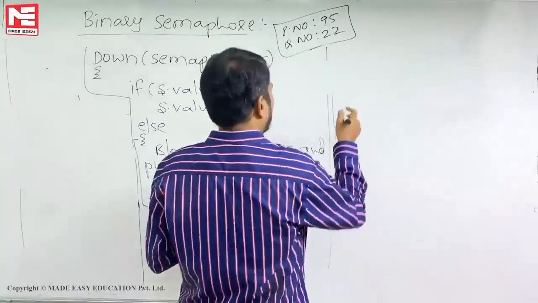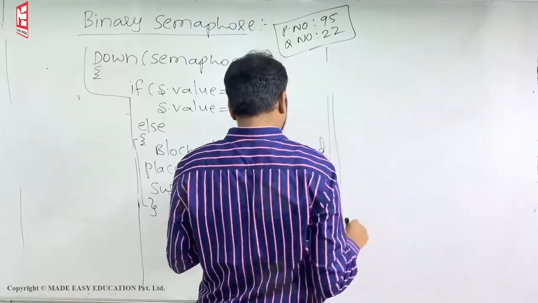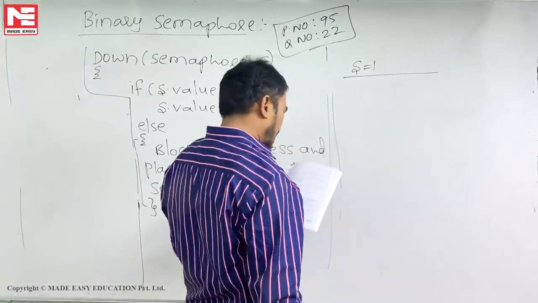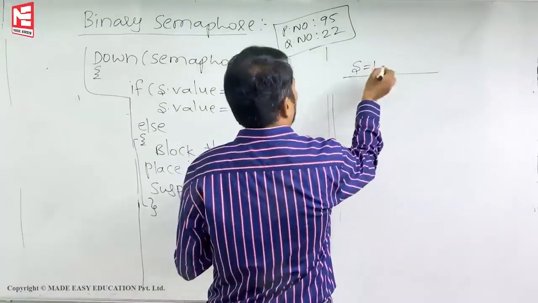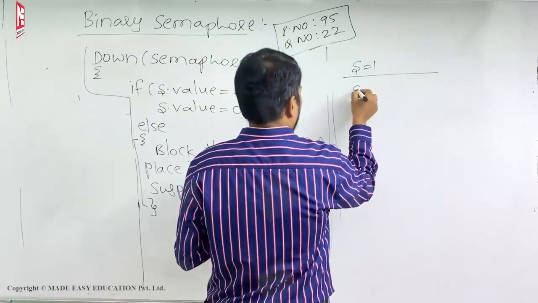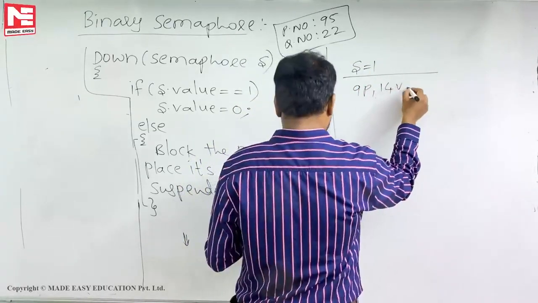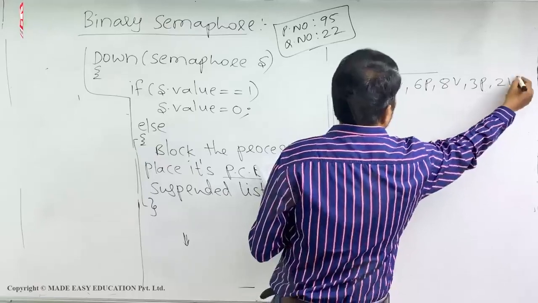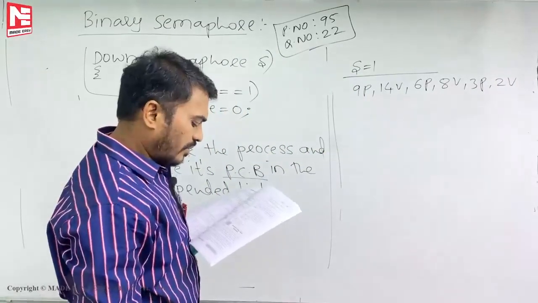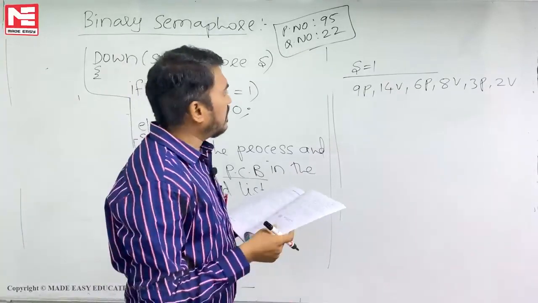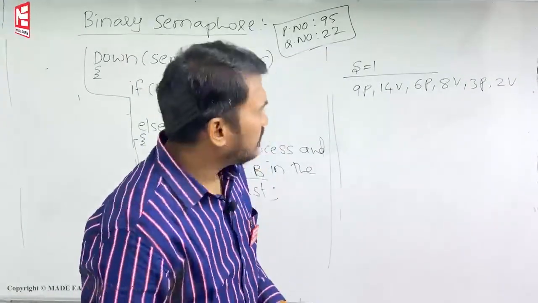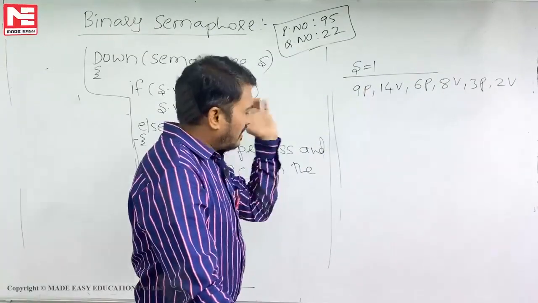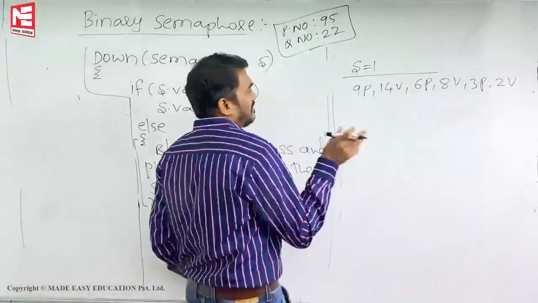I am discussing the question now, so I am assuming all of you solved it. If anybody has not solved it, you can pause my video. The question says that the semaphore, named mutex, is initialized to 1. The operations are 9P and 14V, 6P and 8V, 3P and 2V. These are the down and up operations you are performing, and it asks what is the final value of the binary semaphore mutex. Let's make the suspense, let's solve this first.